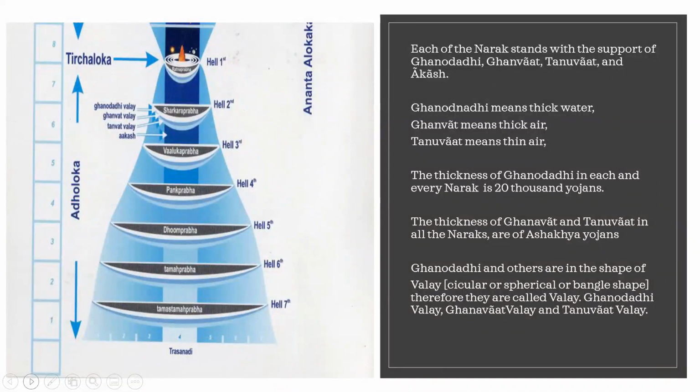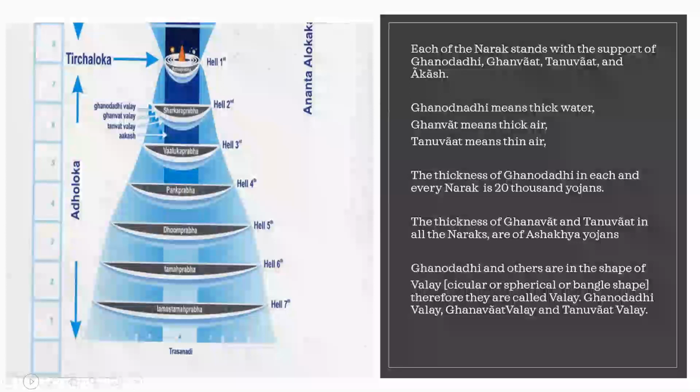After that, there is Ghanvat. This Ghanvat is Asankhya yojans. After that, it's Tanvat, and Tanvat is also Asankhya yojans. And after that, there is Akash, which is also Asankhya yojans. So that is how each of these seven Narkavas are structured.